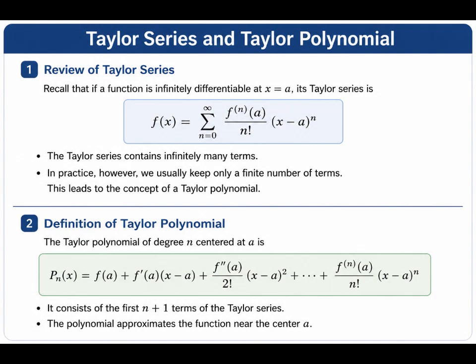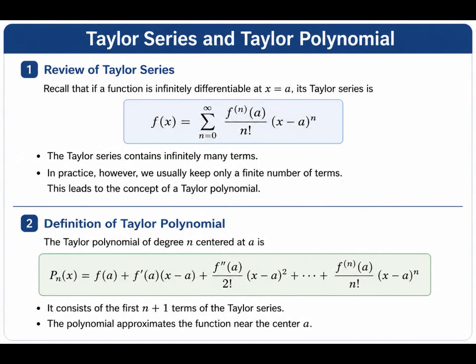While this infinite representation is extremely useful in theory, in practical applications, we usually cannot work with infinitely many terms. Instead, we keep only the first terms of the series. This finite approximation leads to one of the most important ideas in calculus, the Taylor polynomial. Here is the general form of the n-degree Taylor polynomial. Notice how each successive term builds upon the previous ones, incorporating higher order derivatives evaluated at our center a.